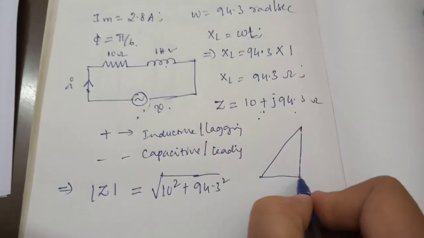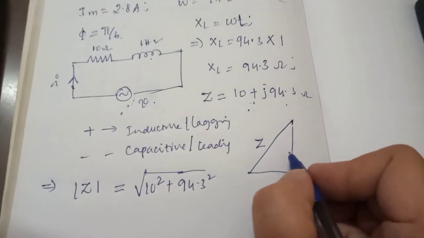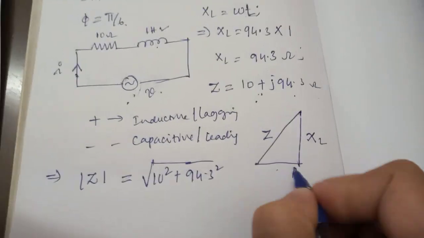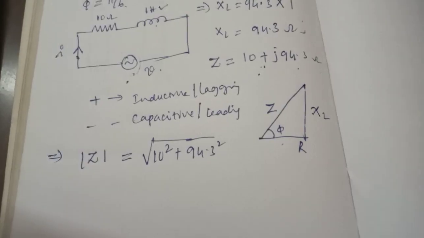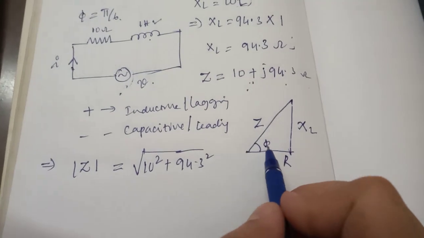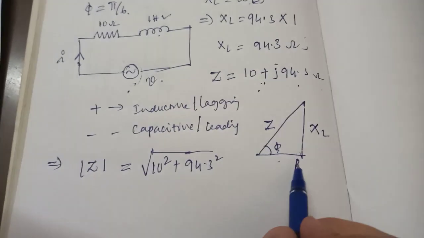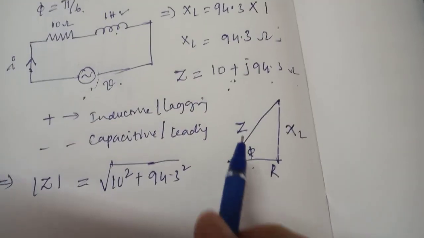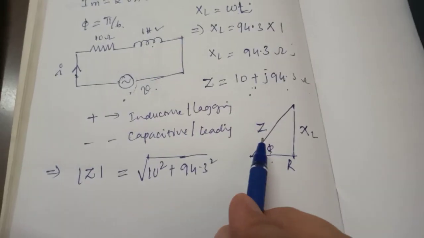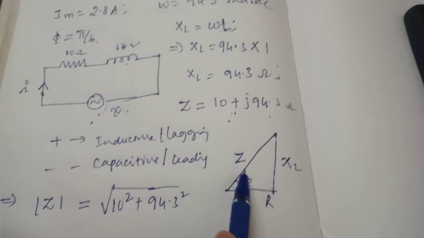Z, XL and R. So this is the angle phi. What is this angle phi? Phi is the impedance angle, or the angle between voltage and current. What is the angle between voltage and current? That is nothing but the power factor angle.